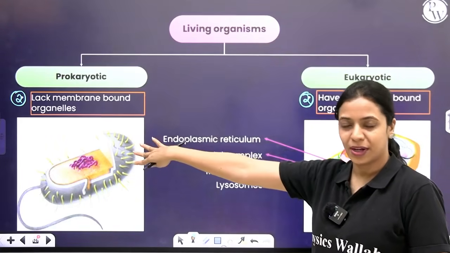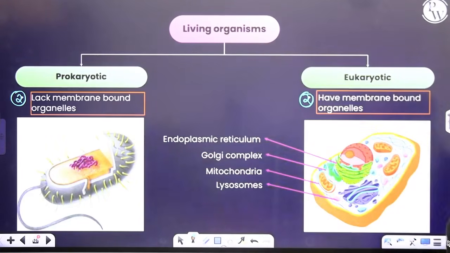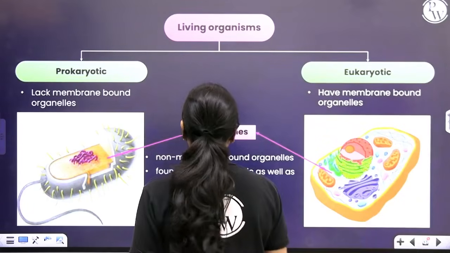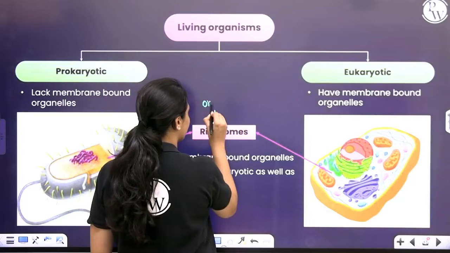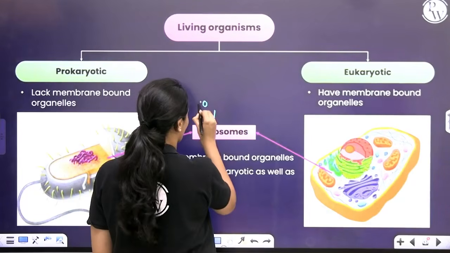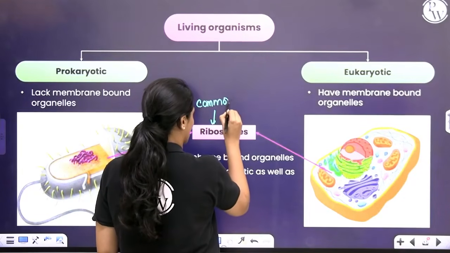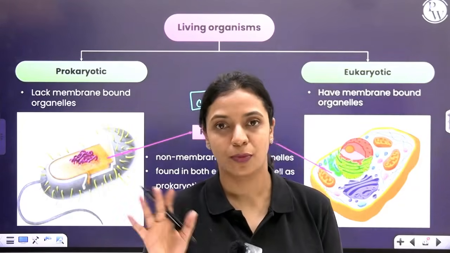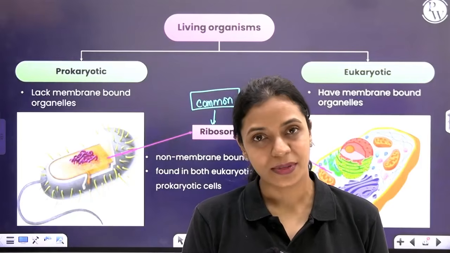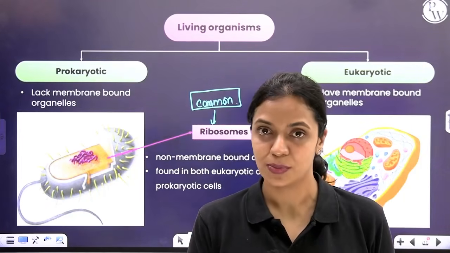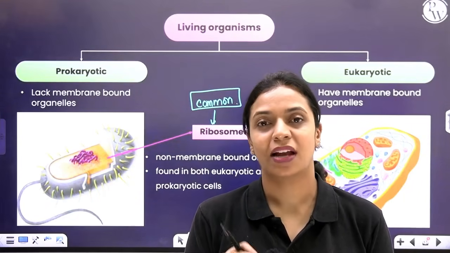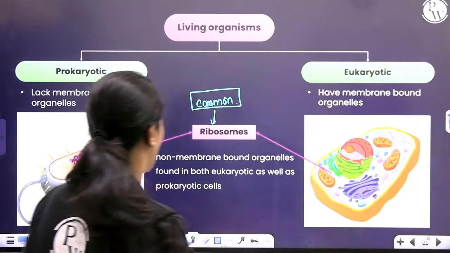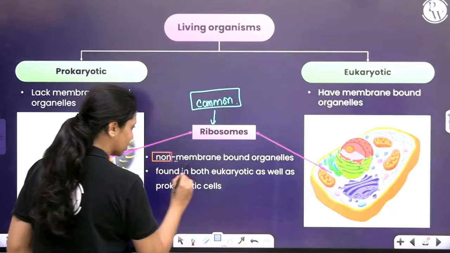There are no membrane-bound organelles here. There are membrane-bound organelles present here. There is one organelle that is common to both prokaryotes and eukaryotes. And that is the ribosome. I told you that prokaryotes lack membrane-bound organelles. Now I am saying that prokaryotes have ribosomes. What does that mean? That means ribosomes don't have a membrane. Ribosomes are not membrane-bound, right? So ribosomes are not membrane-bound organelles.